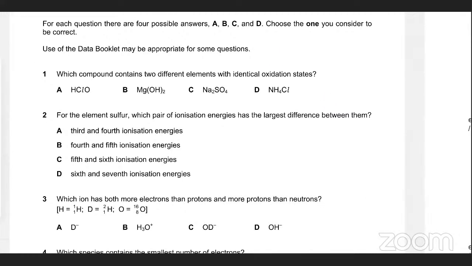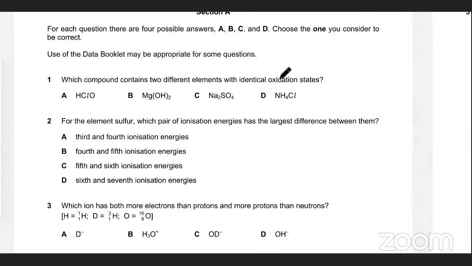The first question is about oxidation states. उसने कहा, which compound contains two different elements with identical oxidation states. So it's probably going to be the first one क्योंकि H is +1, Cl is unknown, X, oxygen is -2. अगर इन सारों को you add them up, the overall charge on the molecule is 0. तो X की जो value निकलेगी ना, or X, I'm taking X for Cl.